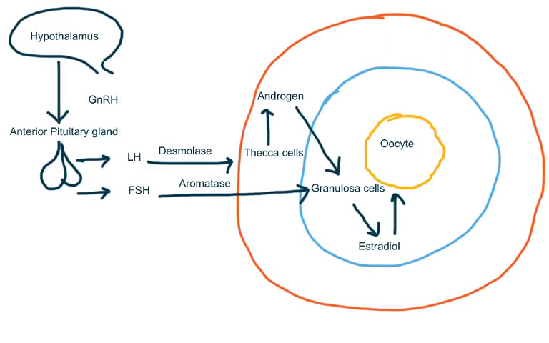So now normally what happens is that the hypothalamus secretes GnRH, which is the gonadotrophin releasing hormone. This hormone goes to the anterior pituitary gland and secretes LH and FSH. LH is luteinizing hormone and FSH is follicle stimulating hormone. Now LH acts on the theca cells and produces androgen in the presence of an enzyme called desmolase. Similarly, FSH acts on the granulosa cells in the presence of aromatase and converts this androgen into estradiol.